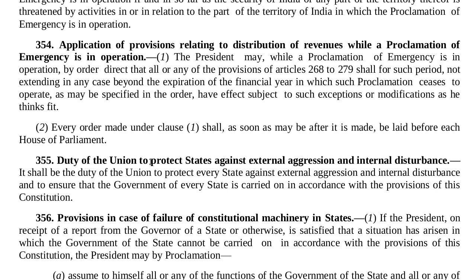Article 355. Duty of the Union to protect states against external aggression and internal disturbance. It shall be the duty of the Union to protect every state against external aggression and internal disturbance, and to ensure that the government of every state is carried on in accordance with the provisions of this Constitution.